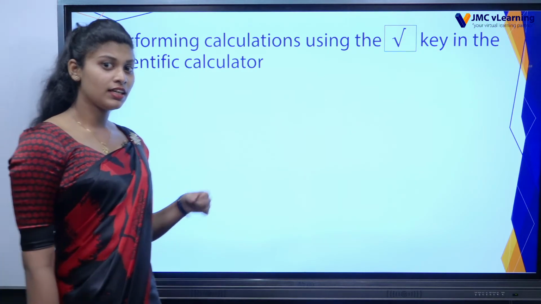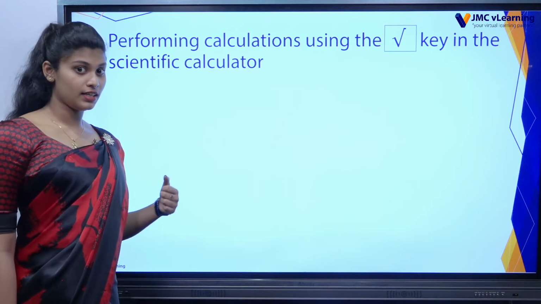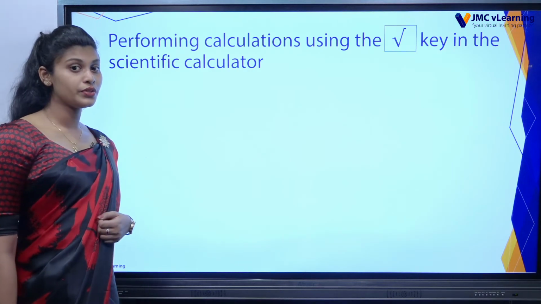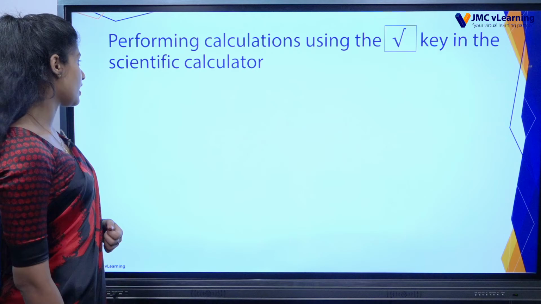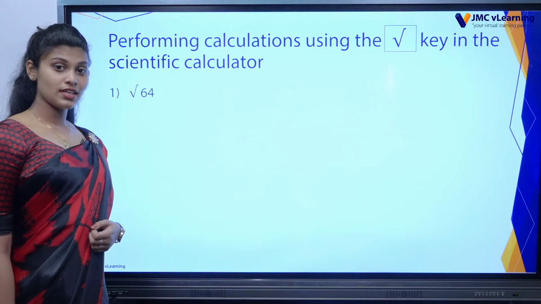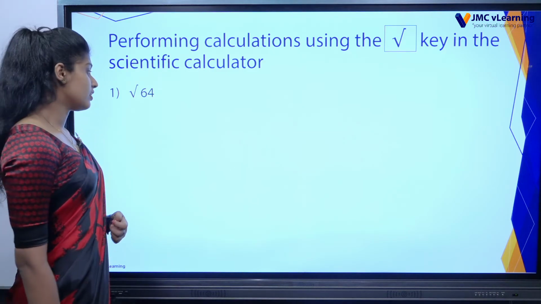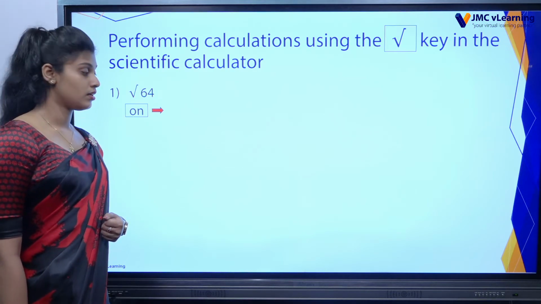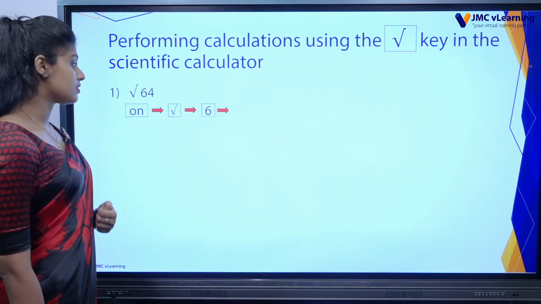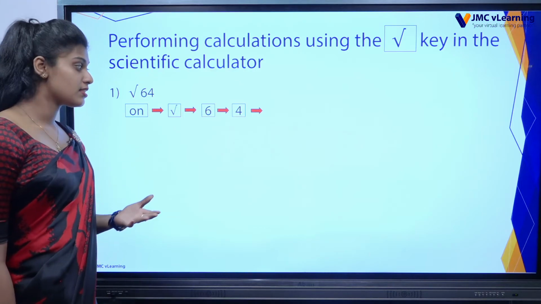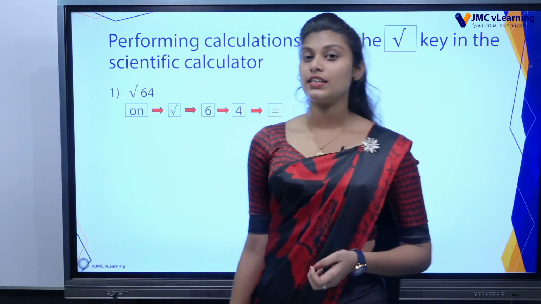The next one is performing calculations using the square root key in the scientific calculator. Did you see that key earlier on the scientific calculator? Yes, I know you saw that key. Let's see how to use that square root key when taking answers using the scientific calculator. The first sum is the square root of 64. Earlier also we pressed the on button first, then you have to press the square root key, then 6, then 4. To take the result, you have to press the result key. The answer is 8.